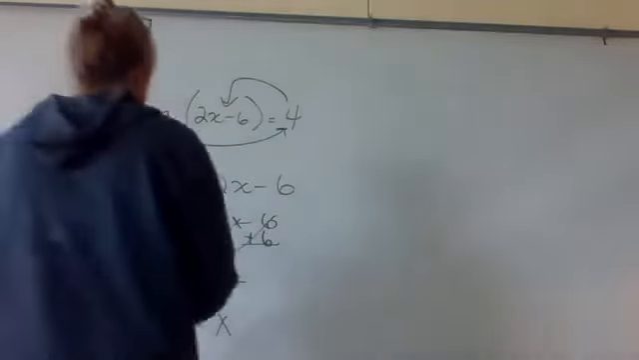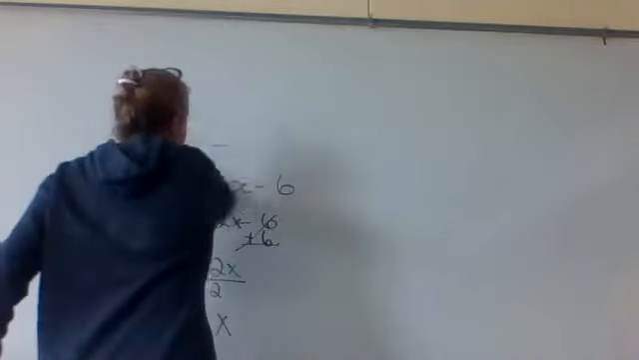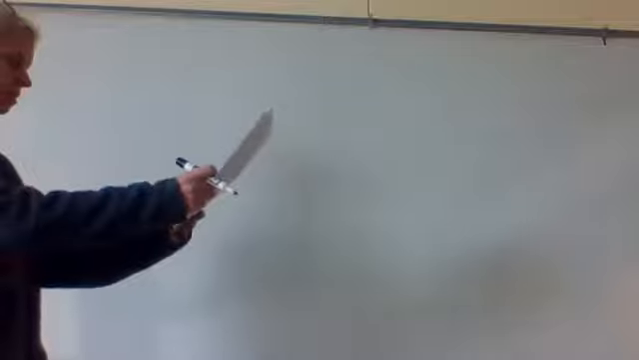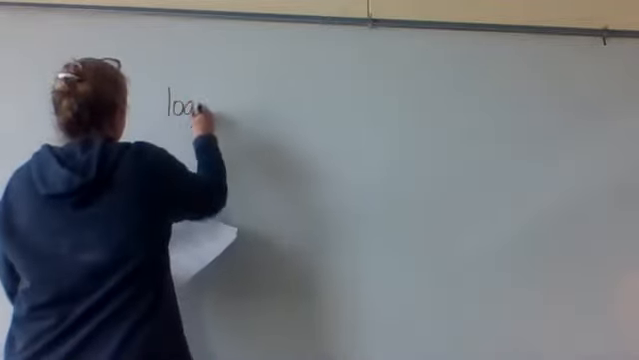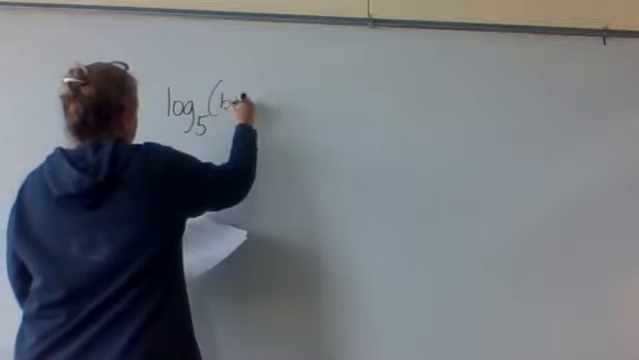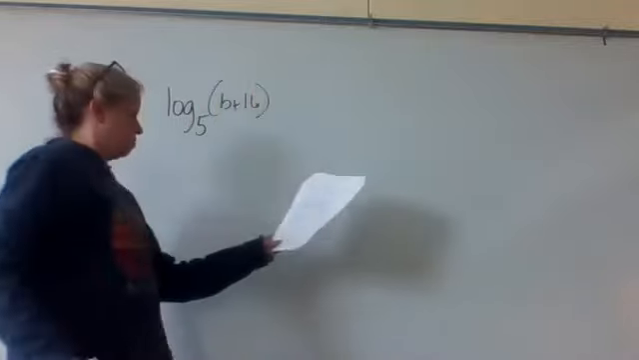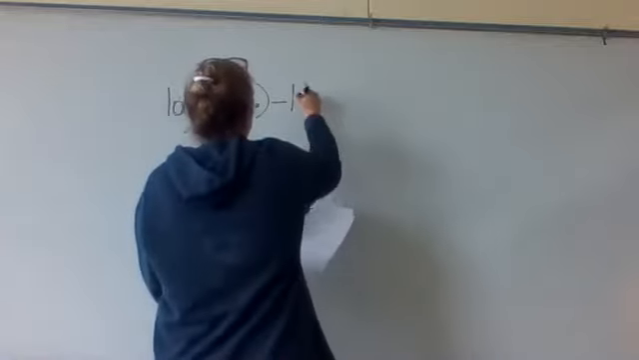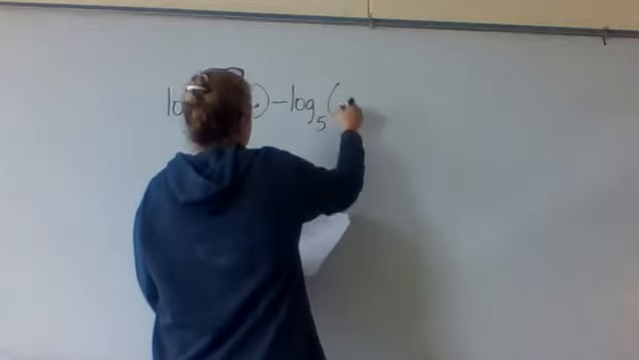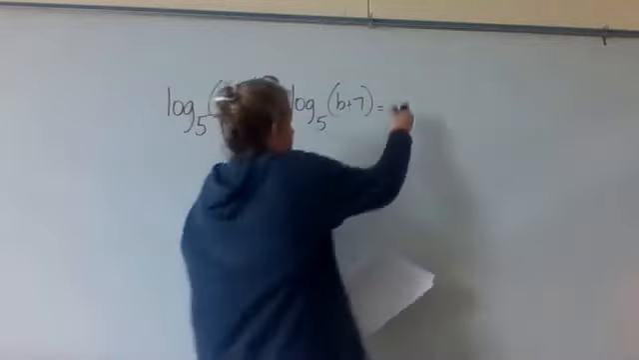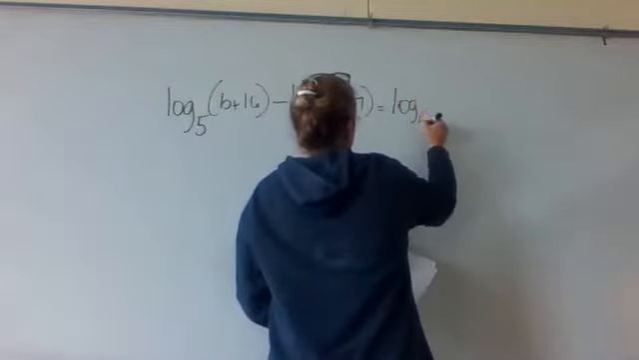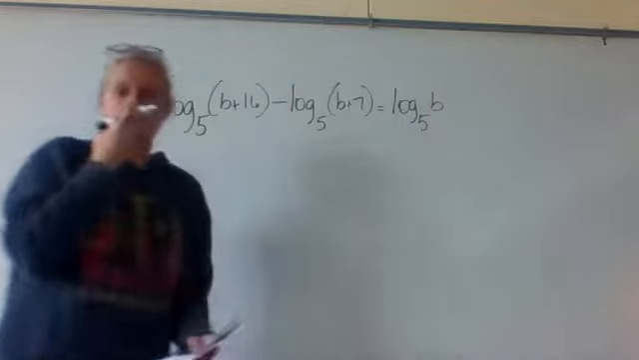$27. Log base 5 of b plus 16 minus log base 5 of b plus 7 equals log base 5 of b. All right, a lot of logs.